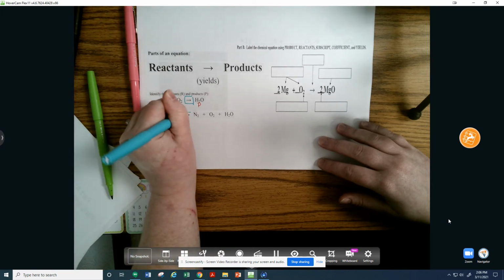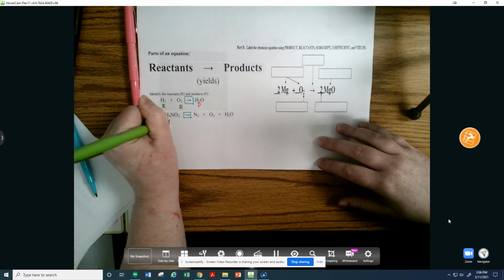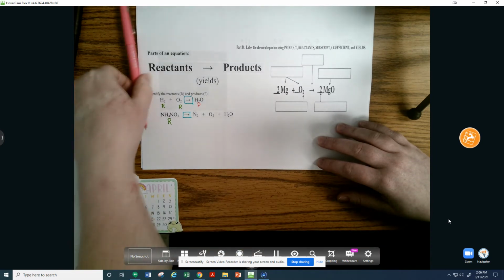Here in this equation below, here's my arrow. I only have one reactant. The ammonium nitrate is the only symbol, or in this case, formula, to the left. I do have multiple things to the right.